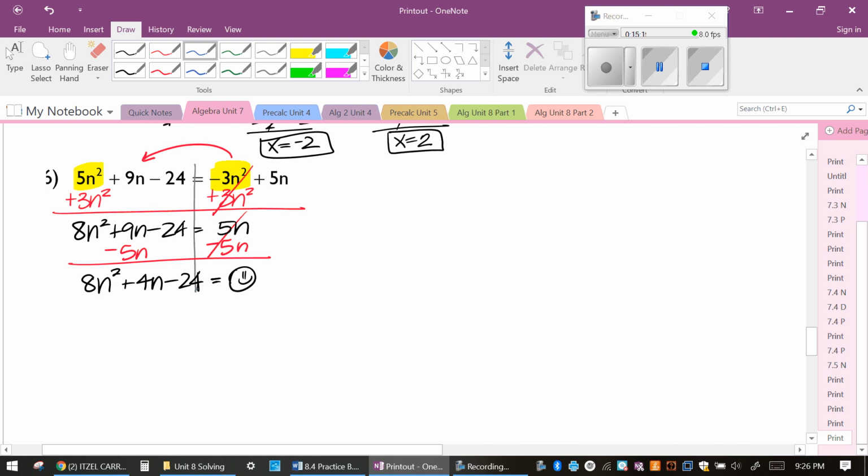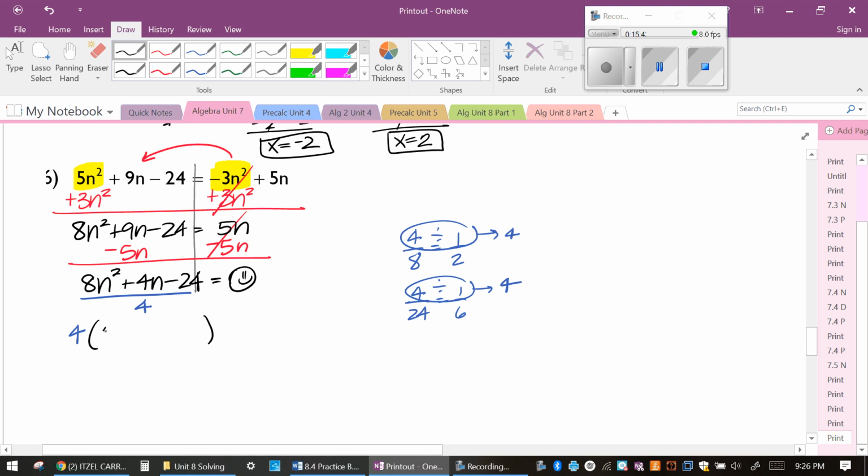Right away I notice that all of these numbers are even, so I'm going to check if there's a GCF for all these. 4/8 reduces to a half, so the GCF there is 4. 4/24 reduces to 1/6, so the GCF there is also 4. So it's safe to say that all of these can be divided by 4. The GCF is 4. That would leave me with 2n squared plus 1n minus 6.